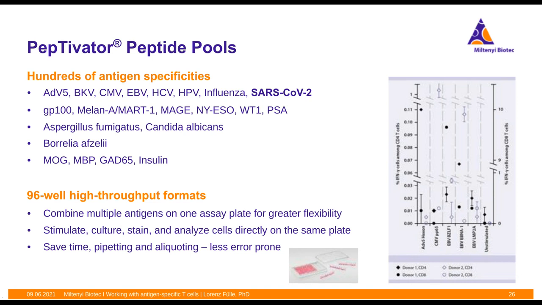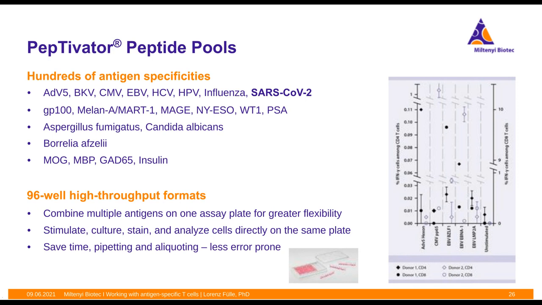So as you can see here, our PepTivator peptide pools really cover the most important antigens ranging from various viruses such as CMV or Epstein-Barr virus, but also more recently PepTivators for the SARS-CoV-2 virus. However, we also have tumor antigens such as GP100 and also Melan-A and the Wilms tumor protein 1, but also autoantigens like, for example, MOG and insulin.